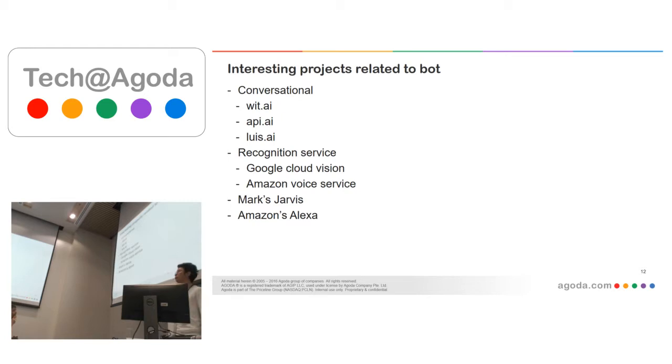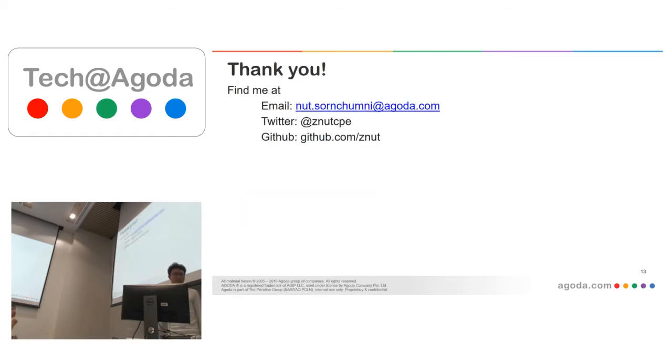And an interesting project is Mark Zuckerberg of Facebook, who built a smart home bot, I think called Jarvis. You can text the bot in Facebook Messenger, like turn on all the lights in my house, and it just does that for you. And Amazon Alexa, maybe you all know, right? Yeah, pretty cool. Yeah, and that's all I want to talk about today.